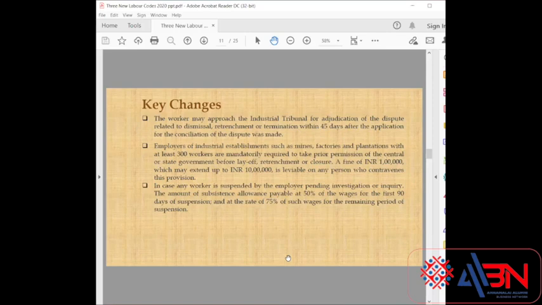Employers of industrial establishments with at least 300 workers are mandatorily required to take prior permission from the central government before layoff, retrenchment, or closure. Okay, so up to 300, they don't need to take any permission. But anybody with more than 300 has to do that. There is a penal consequence if they don't do that.